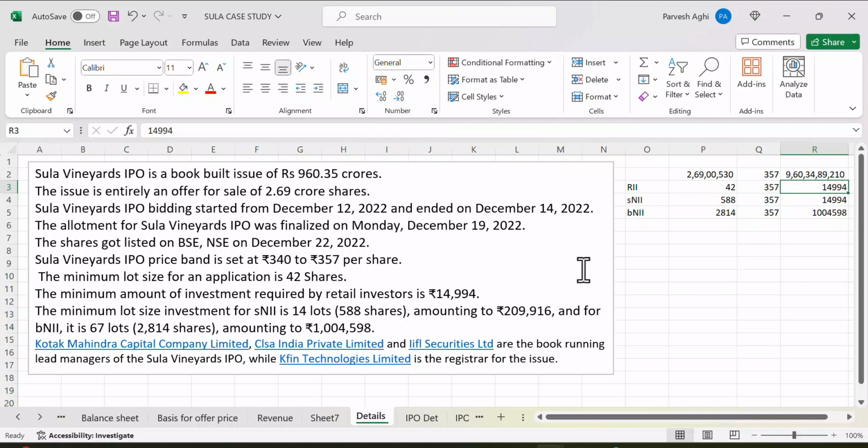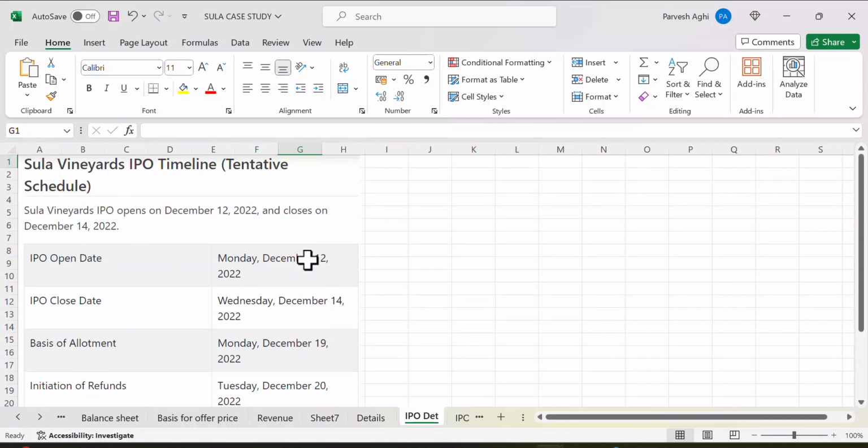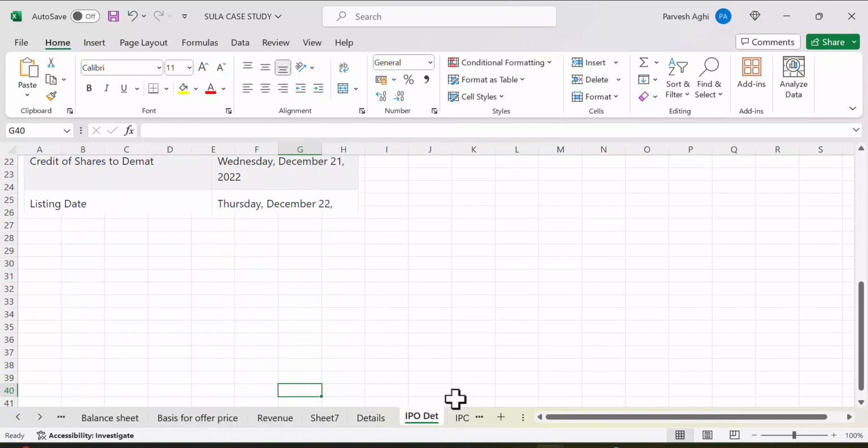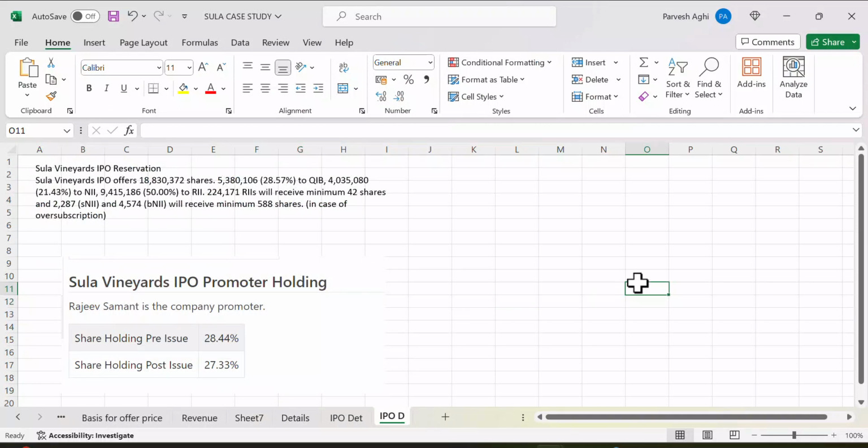Okay, fine. So I'm just skipping this. Now I just come to here. Okay, now look at this. So who is the promoter? Rajiv Samant. Shareholding pre-issue was 28% and post-issue was 27.33%, because he has diluted his shares, he has sold his shares. So he was having 28%, and after this issue he has 27%, which is higher than 20%, the SEBI norm. 20% must be held by the promoter. So he met the norm.